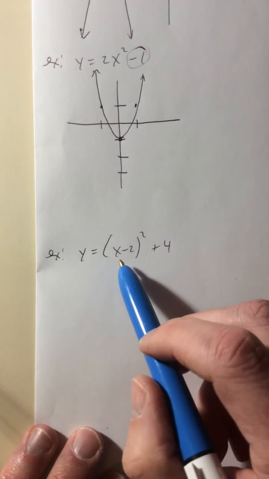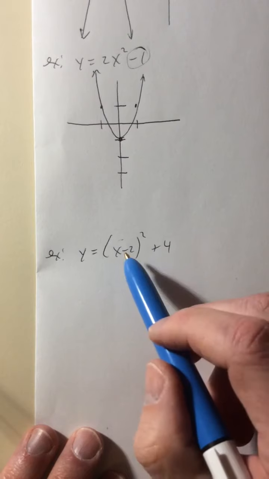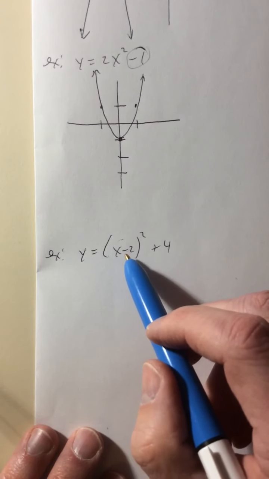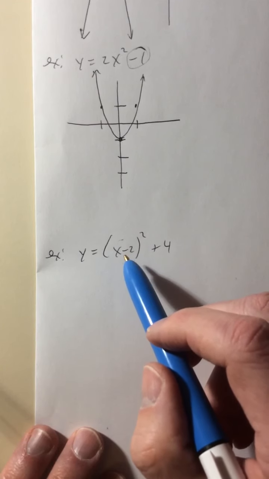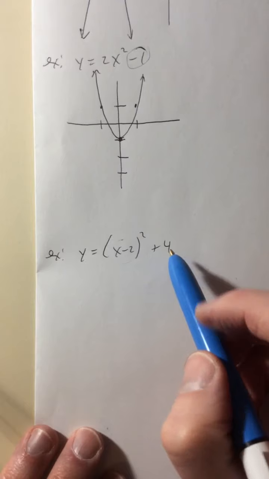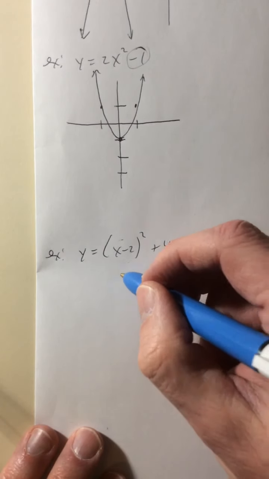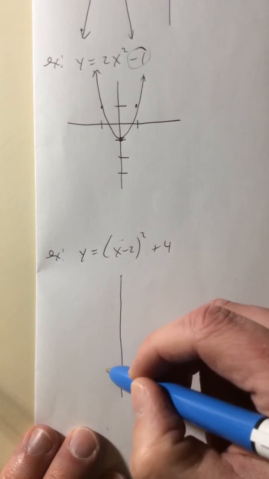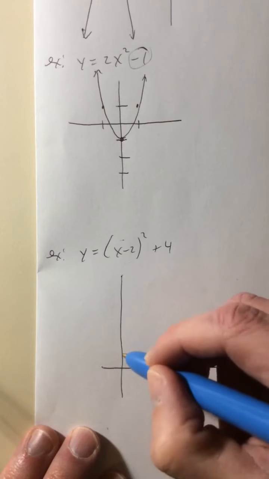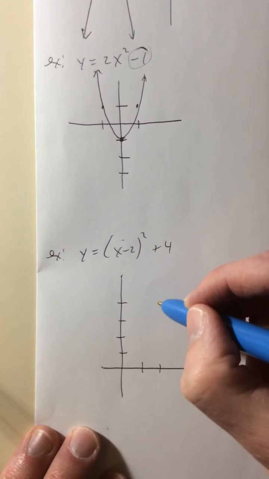Okay, so now we can see that we have a number on the inside and a number on the outside. The number on the inside is right, left, opposite of what you think. So this means we're going to go not left 2, but rather right 2. This plus 4 means we're going to go up 4 because it is what we think it is. So we're going to go right 2, up 4. So our new vertex is going to be right 2, up 4. 1, 2, 3, 4. There's our new vertex right there.